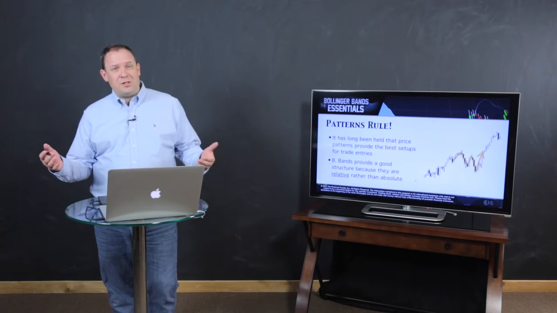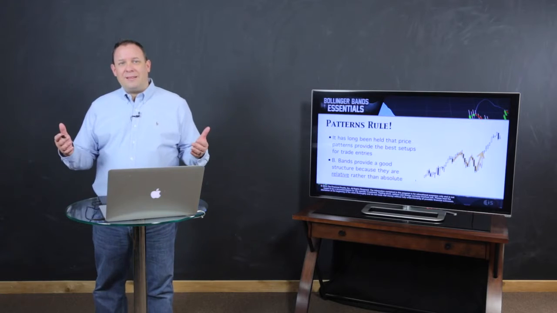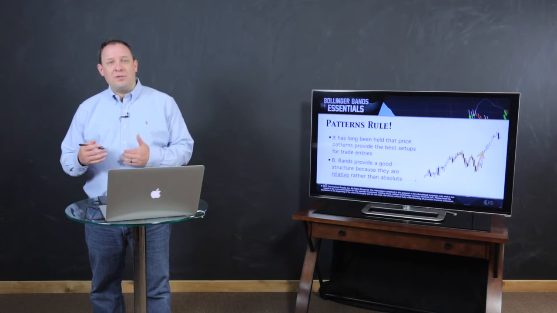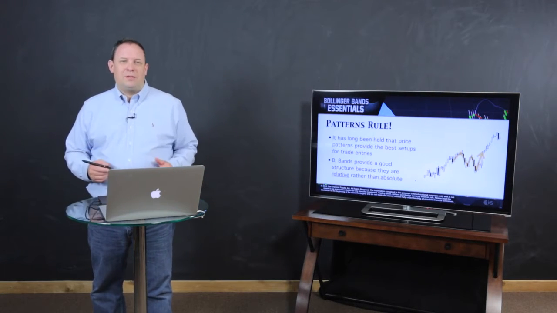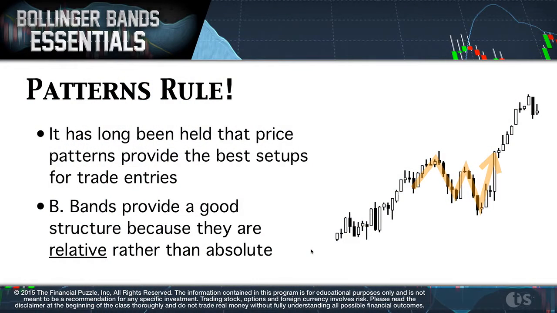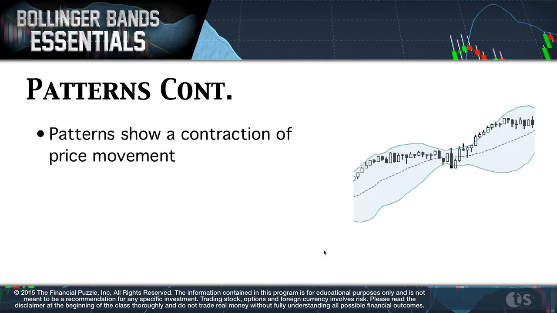Now, one of the challenges of price patterns is the fact that the market is not absolute. The market's relative. That's the great benefit of the Bollinger Bands. Bollinger Bands provide a great structure because they're relative rather than absolute.